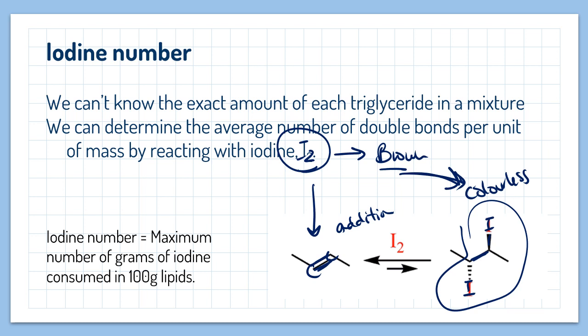some amazing stoichiometry just how much iodine we had to add, and that can tell us how many double bonds there were in our triglycerides. And we call that the iodine number. So the iodine number is the number of grams of iodine that will react with 100 grams of a lipid sample. And again, this is an addition reaction where we can see the iodine going from brown to colorless as it adds itself to those double bonds, the unsaturated pieces of our fatty acids.